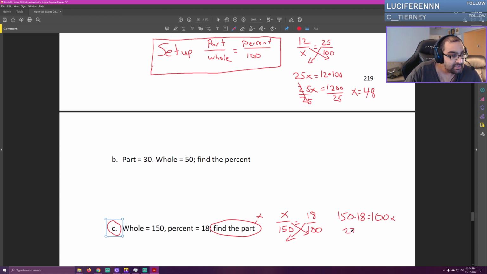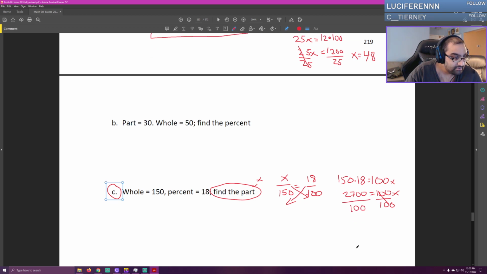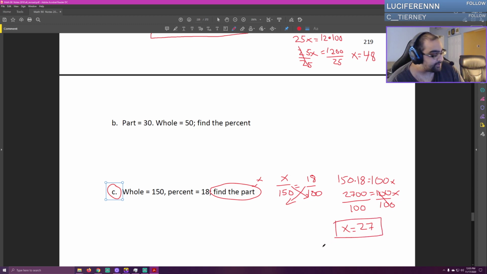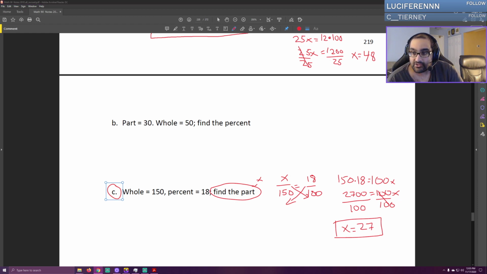The 150 times 18 is 2700 equals 100x. Go ahead and divide by 100 here. And so here we get x is equal to 27. And that is the correct answer for that. All right, good. 27, absolutely 100% correct. Very nice. All right, so far so good. Good stuff. Any questions about that?